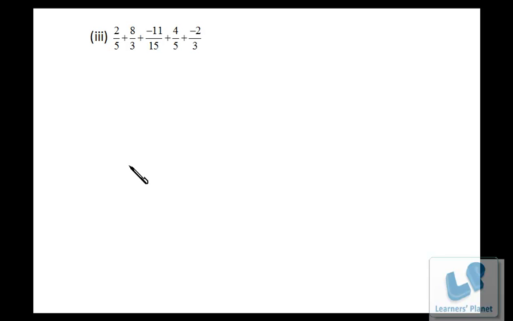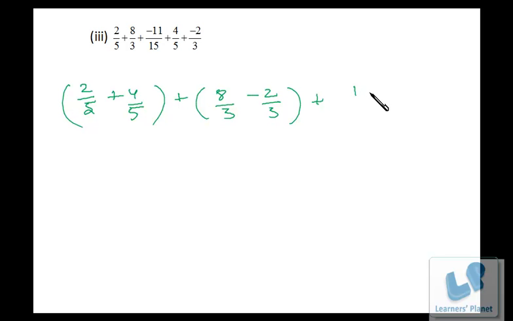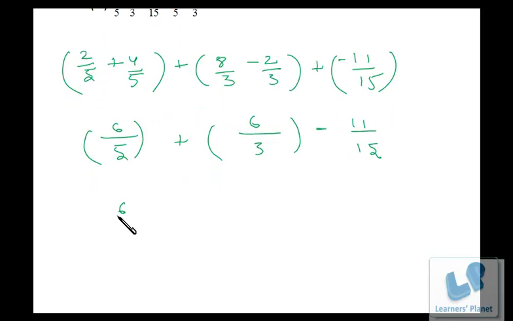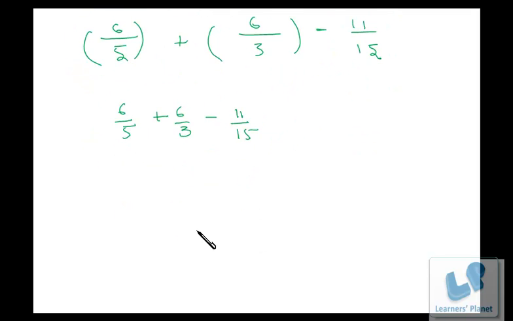Now here we have 5 terms, so let's arrange them. This 2 by 5 plus 4 by 5, then 8 by 3 minus 2 by 3 plus 11, it's minus 11 by 15. Okay, now solve this. LCM will be 5, 2 plus 4, 6 plus this is 3, 8 minus 2 is 6, and this is minus 11 by 15. Okay, now we have 6 by 5 plus 6 by 3, minus 11 by 15. You can even write it as 2 also, and if you don't write then also no problem.